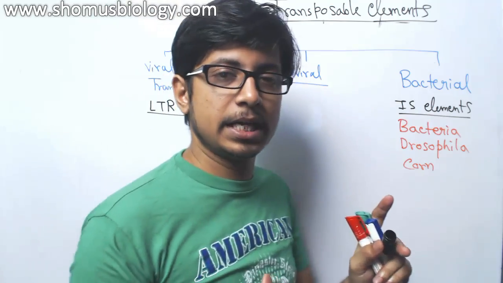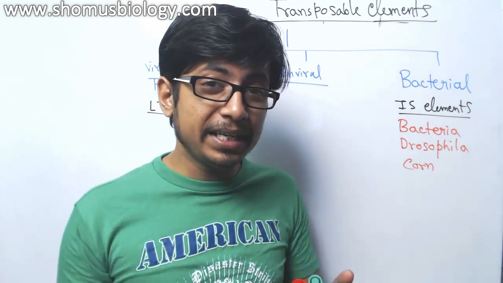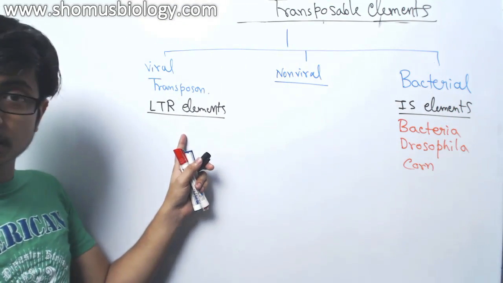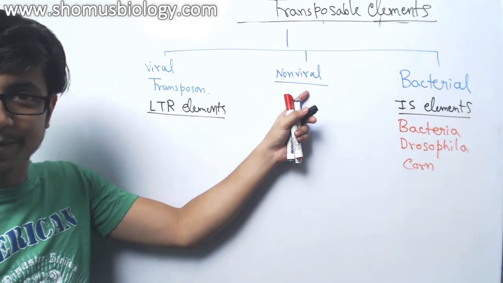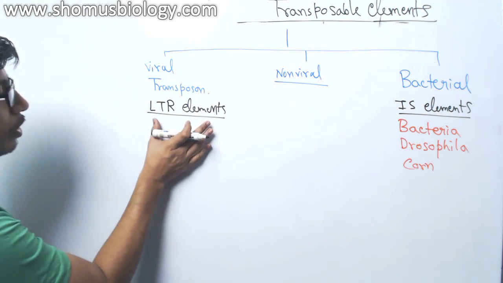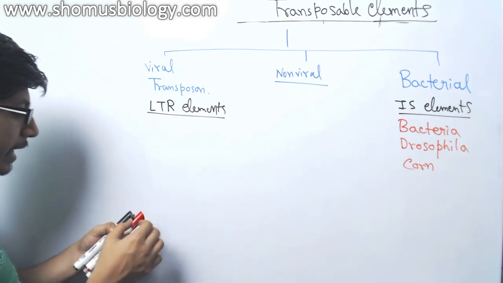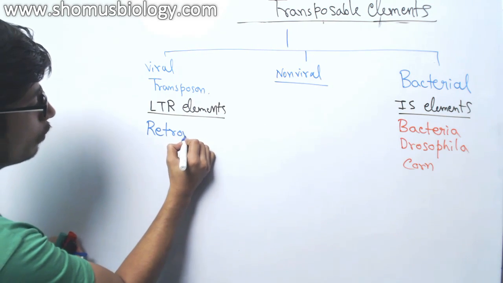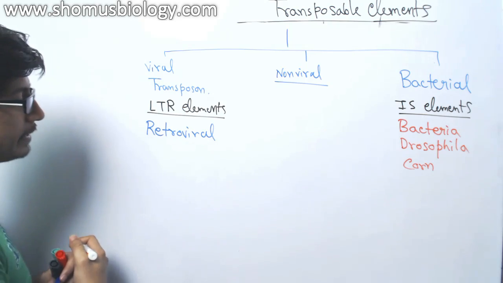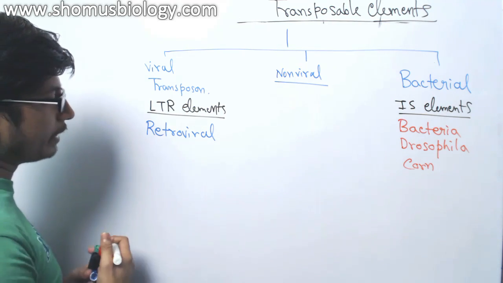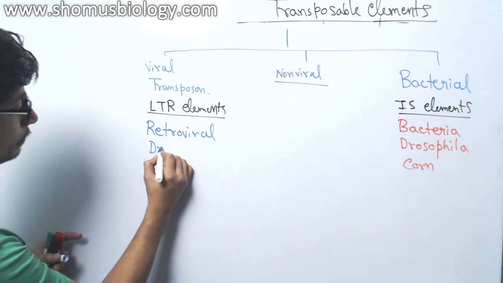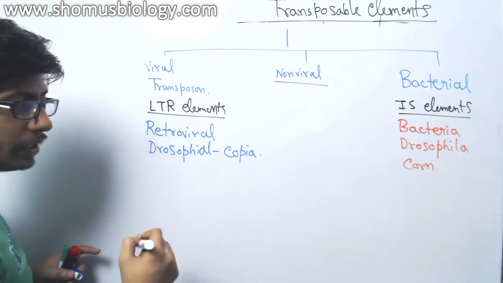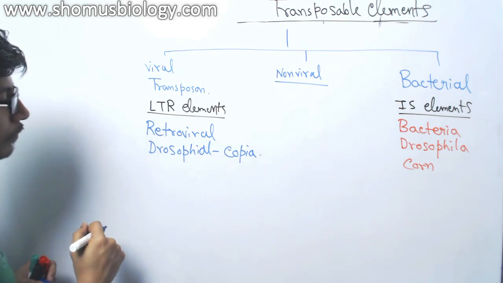Every transposable element contains this kind of repeat, but the repeat varies. For example, for IS elements, there is a specific repeat. For LTR, this is one type of repeat. For non-viral, there is a different type of repeat. These are also known as LTR elements, and they are mostly known as retroviral transposons or retrovirus elements. But they are not only found in viruses, they are also found in Drosophila, and the example is copia elements in Drosophila, and they are also found in yeast.